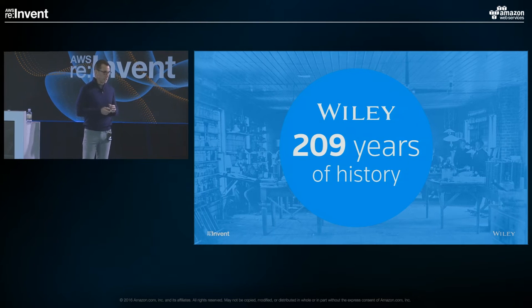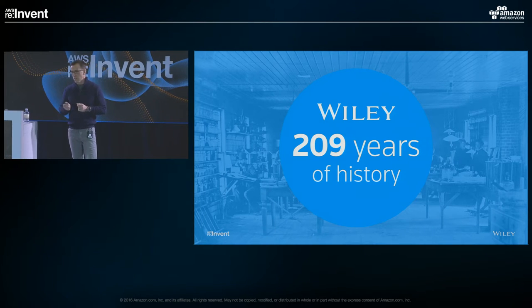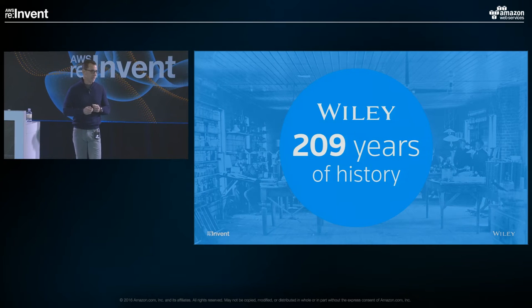And 209 years is kind of hard to get your head around, so I'll give you a couple of factoids to ground that. When Wiley was founded, Thomas Jefferson was the third president of the United States, and there were only 17 states in the Union. And you'd have to wait five more years before Napoleon began his famous march through Russia.